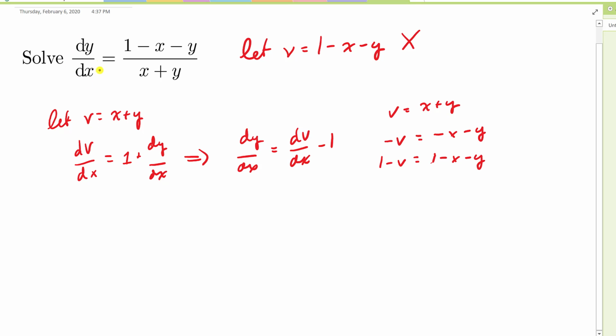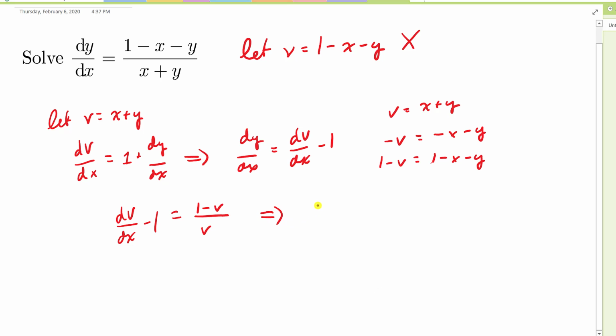On the left-hand side, I've got a dy/dx. And I said I can replace dy/dx with dv/dx minus 1. On the right-hand side, in the numerator, we can replace 1 minus x minus y with 1 minus v. And in the denominator, x plus y, we're going to replace it with a v.